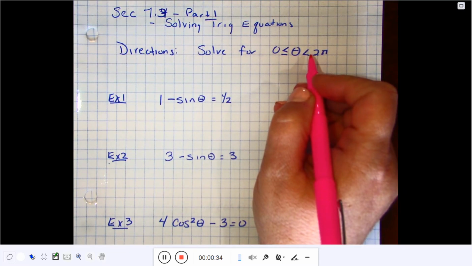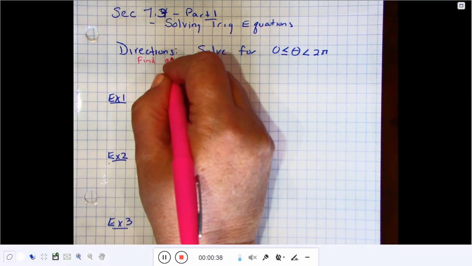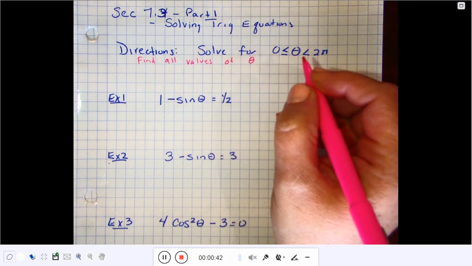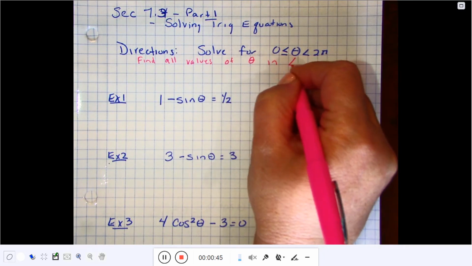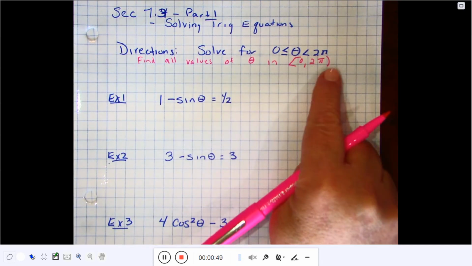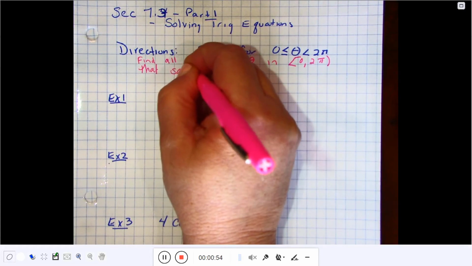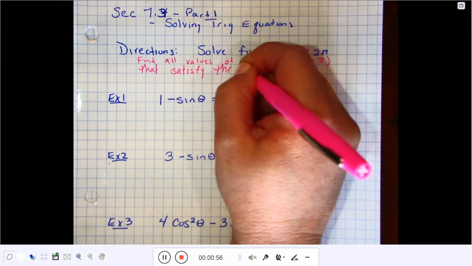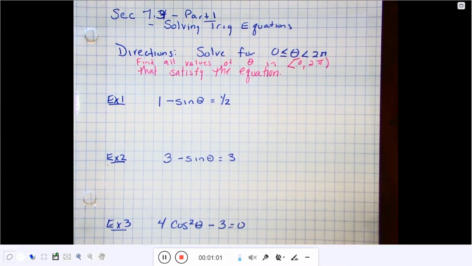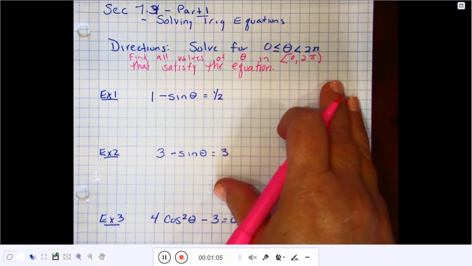So what does that mean to us? It means this: find all values of theta in the interval 0 to 2 pi, including 0 but not including 2 pi, that satisfy the equation. Okay, and it's very different from inverse functions, and I'm going to show you that here in a few minutes. So let's look at example 1.